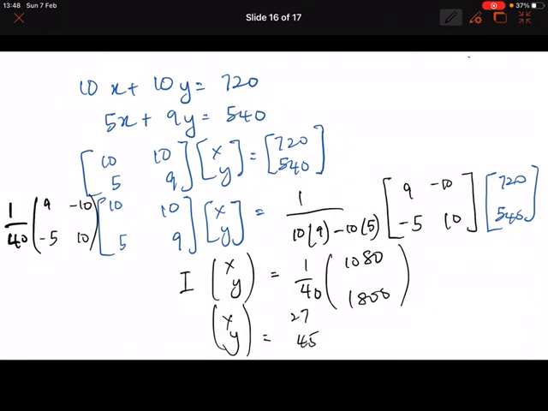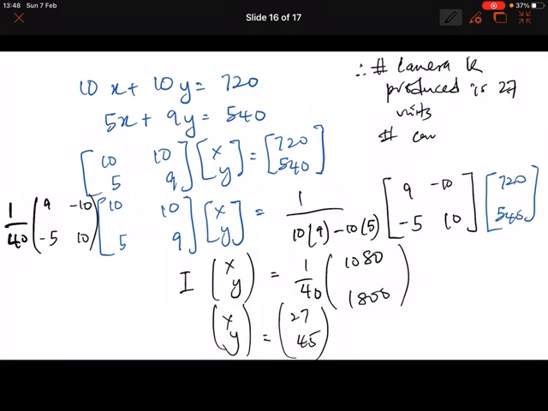is 27, 45. So the number of camera K produced is 27 units in a day. The number of camera L produced is 45 units per day. Okay, so that's all. Thank you.